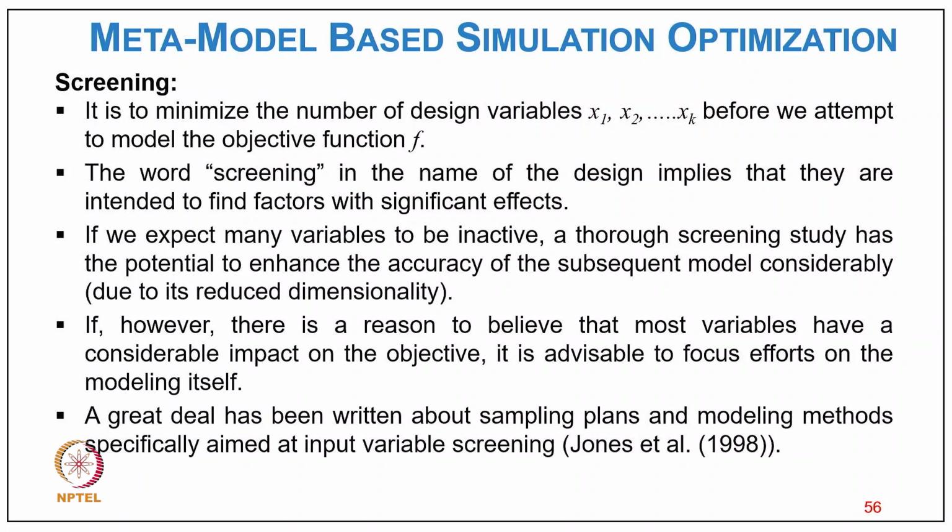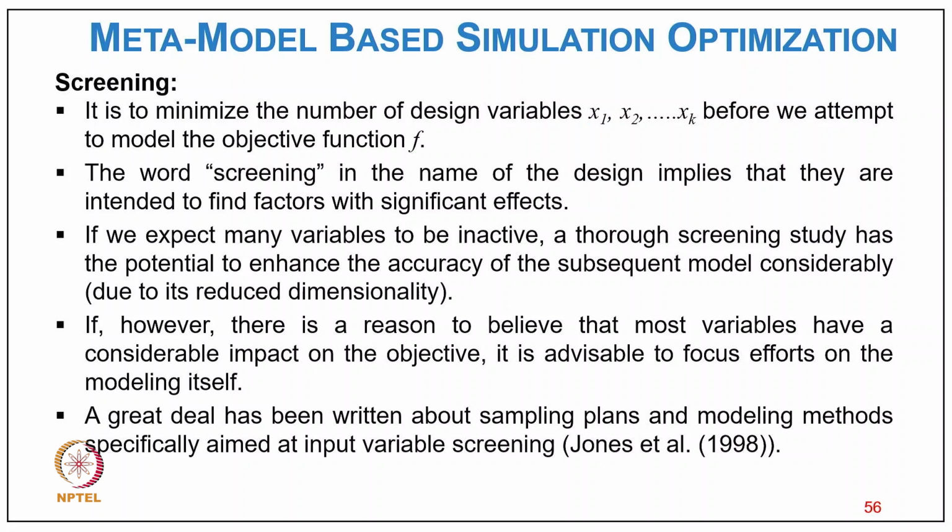Coming to screening, the aim is to minimize the number of design variables x1, x2 up to xk before we attempt to model the objective function f. The word screening in the name of the design implies that they are intended to find factors with significant effect. If we expect many variables to be inactive, a thorough screening study has the potential to enhance the accuracy of the subsequent model due to the reduced dimensionality. If however there is reason to believe that most variables have a considerable impact on the objective, it is advisable to focus efforts on the modeling itself.